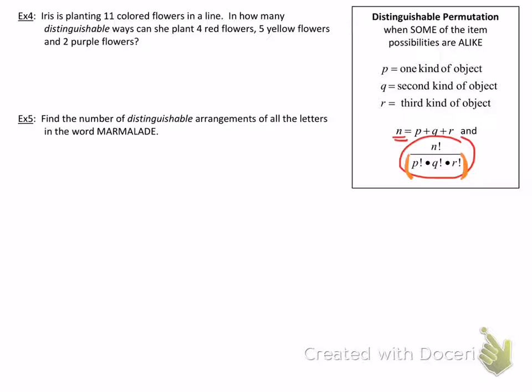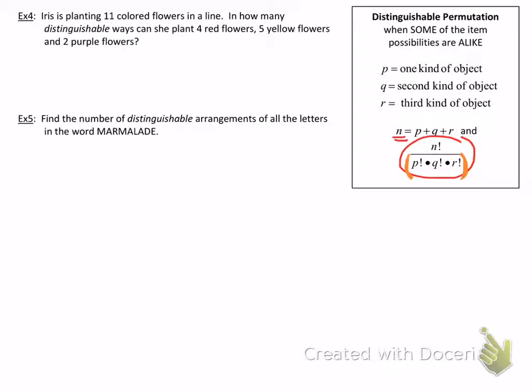So let's look at an example and make a little bit more sense of this. Iris is planting 11 colored flowers in a line. In how many distinguishable ways can she plant 4 red flowers, 5 yellow flowers, and 2 purple flowers? Basically, if I have 2 purple flowers in a row and I switch their places, it doesn't change the order. The purple is still where the purple was. So this is how you can determine a distinguishable permutation versus a regular permutation.